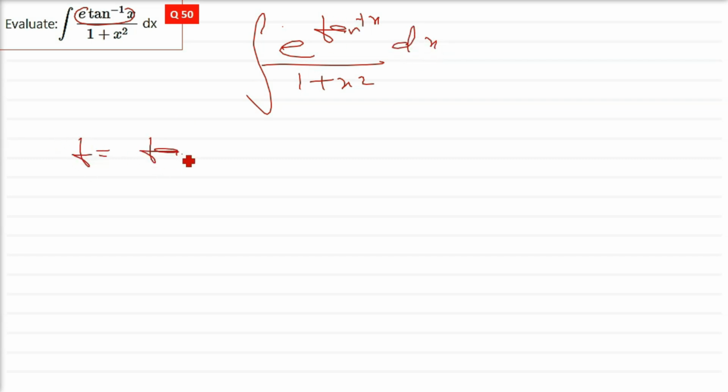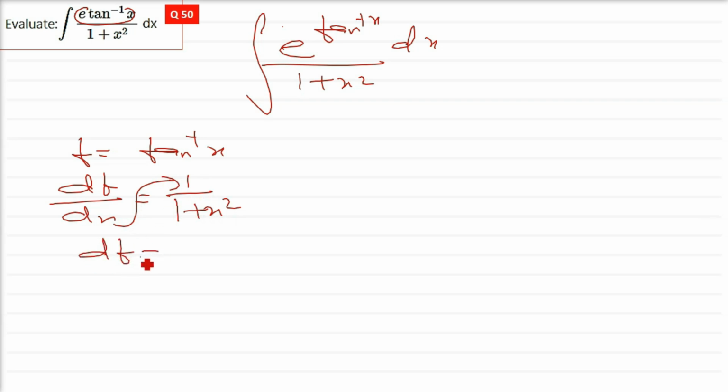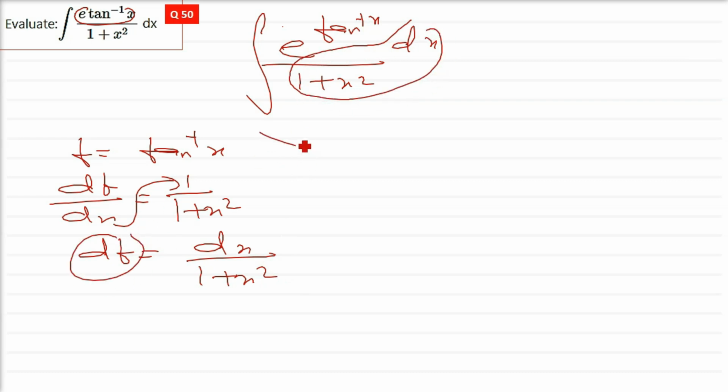So when you take t equals tan inverse x, and when you differentiate this, dt by dx will be equal to 1 by 1 plus x square. Dx goes on the right, so dt will be dx divided by 1 plus x square. Now this dx by 1 plus x square can be replaced by dt, and e raised tan inverse can be replaced by e raised t, because tan inverse x was taken as t earlier.